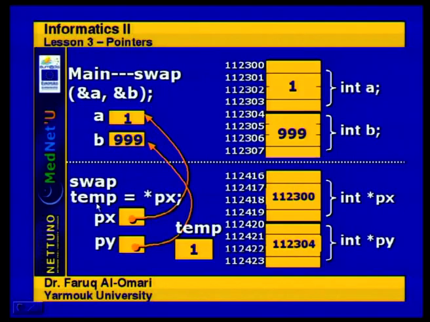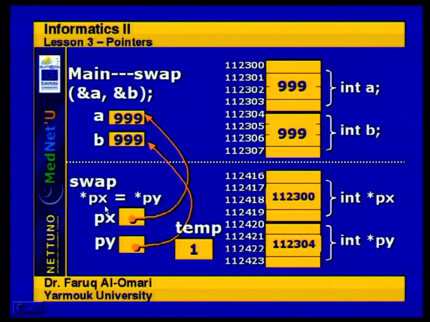Okay, and then what do I say? I say, well, temp equals whatever is pointed to by px. Okay, so temp is going to contain a value of 1, which is the contents of the location pointed to by px, which is the content at this address. So I go to the memory at this address, take whatever is in there, and make a copy of it in temp. So temp contains 1. Good.